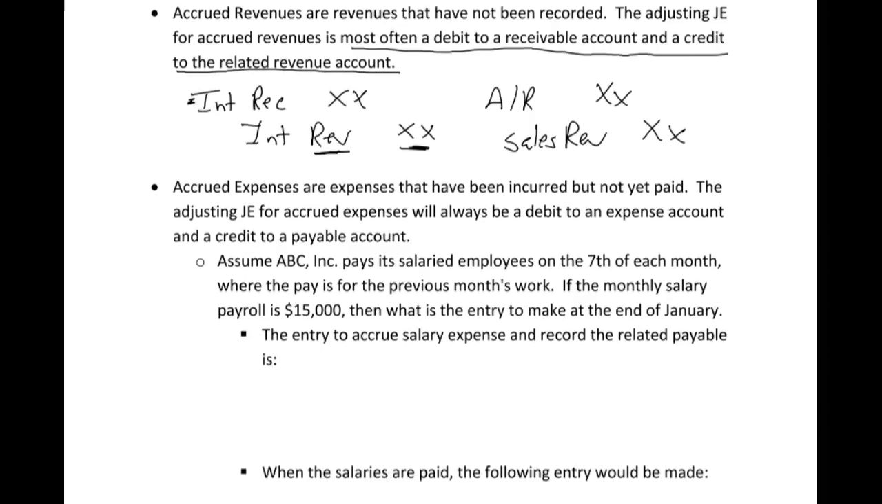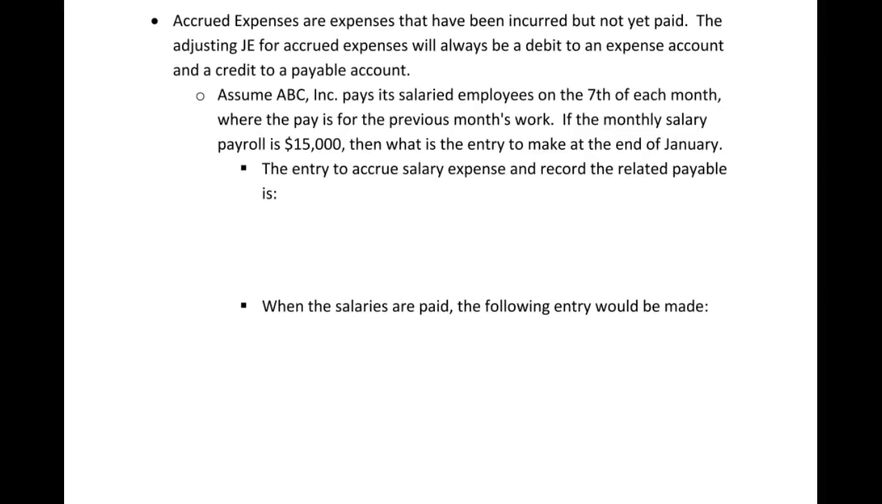All right, so if we look down here at the bottom on the expense side, I have just an example with some numbers to it. So accrued expenses are basically like accrued revenues. They're expenses that have been incurred, but we have not paid them yet. So the expense has happened, but we haven't paid it yet. So they will always be a debit to an expense account and a credit to a payable account. Because remember, the cash, we're going to pay it later, which means it makes sense to have a payable.